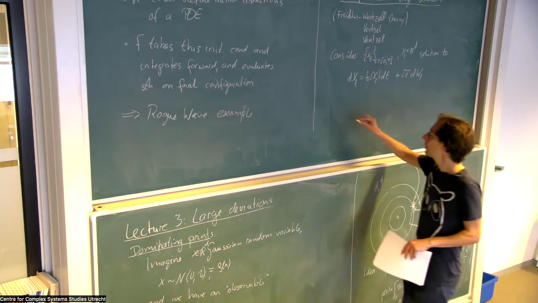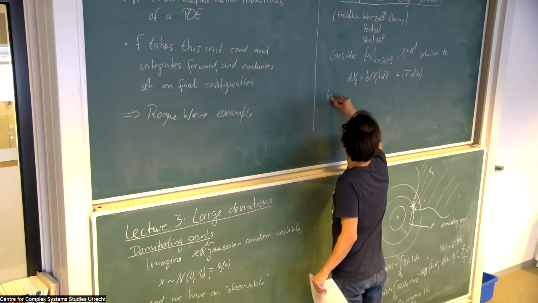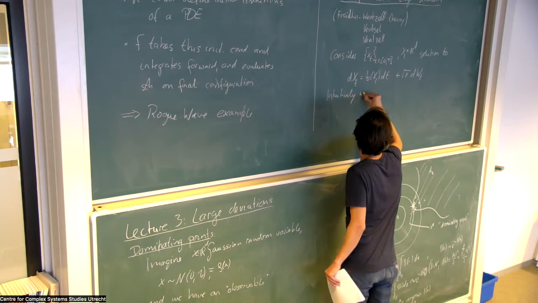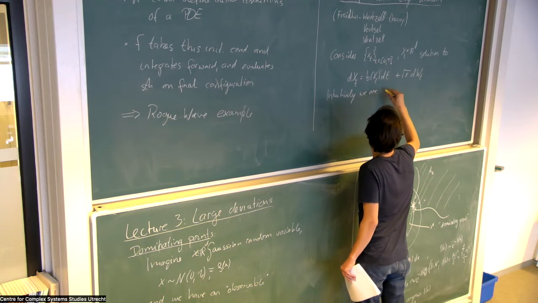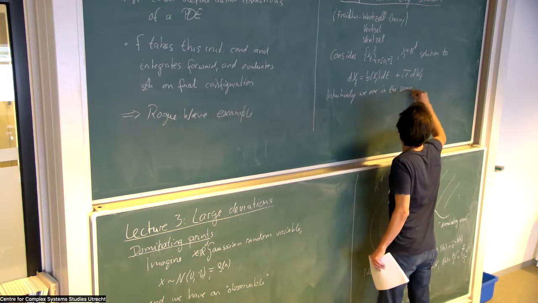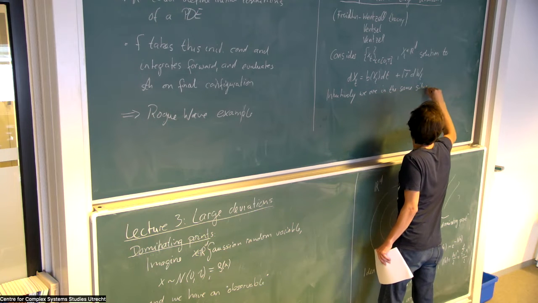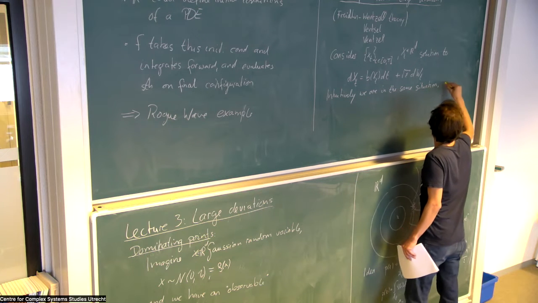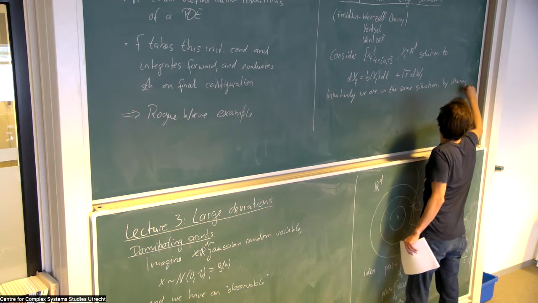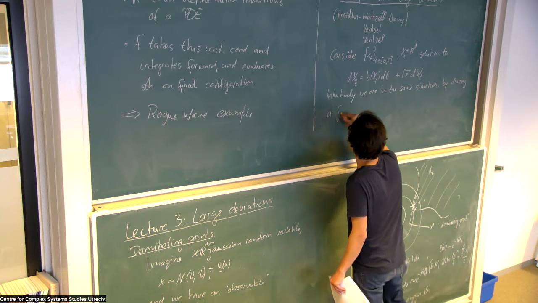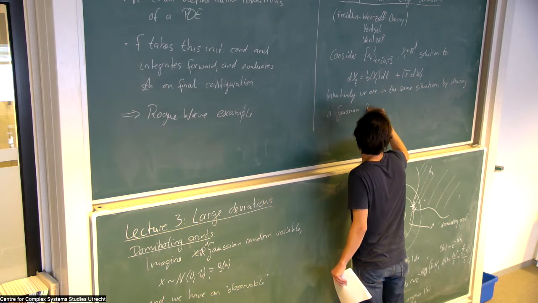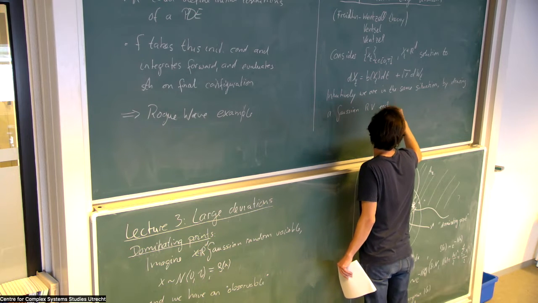So as I said in words, let me just write it down. Intuitively, we are in the same situation by drawing a Gaussian random variable each instance in time.